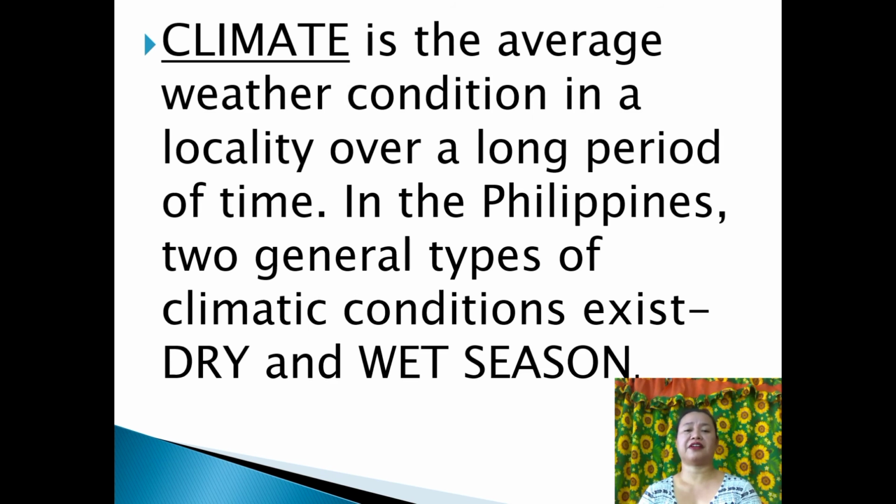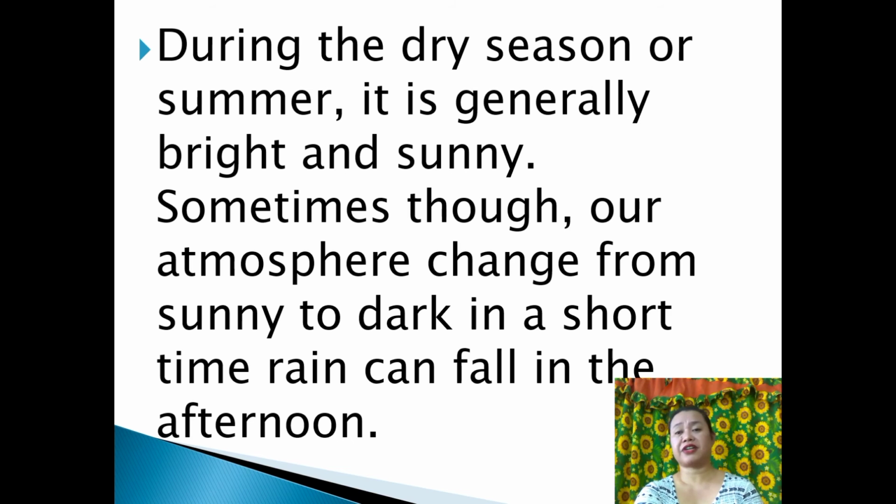Climate, on the other hand, is the average weather condition in a locality over a long period of time. In the Philippines, there are two general types of climatic conditions that exist: the dry and the wet season. During the dry season or summer, it is generally bright and sunny. Sometimes, though, our atmosphere changes from sunny to dark. In a short time, rain can fall in the afternoon.